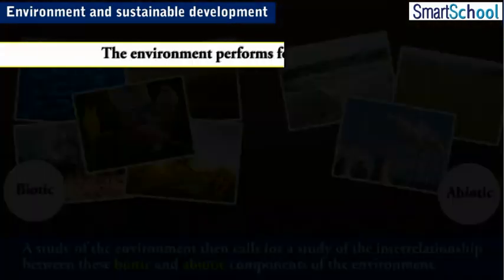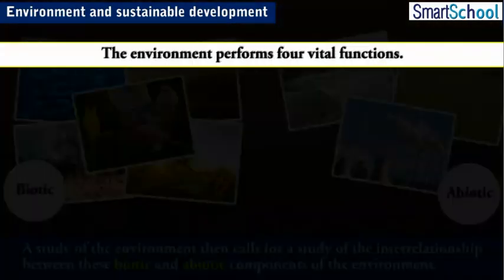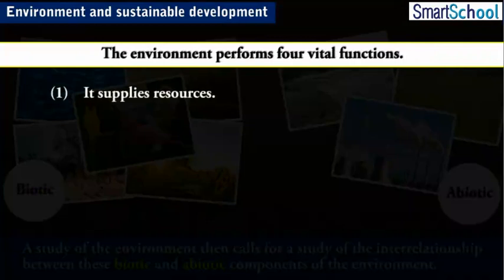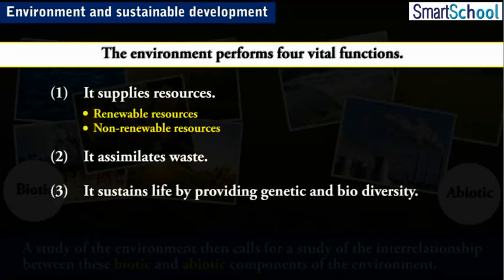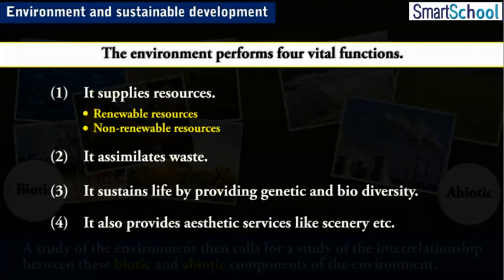The environment performs 4 vital functions. 1. It supplies resources. Resources here include both renewable and non-renewable resources. 2. It assimilates waste. 3. It sustains life by providing genetic and biodiversity. And 4. It also provides aesthetic services like scenery, etc.